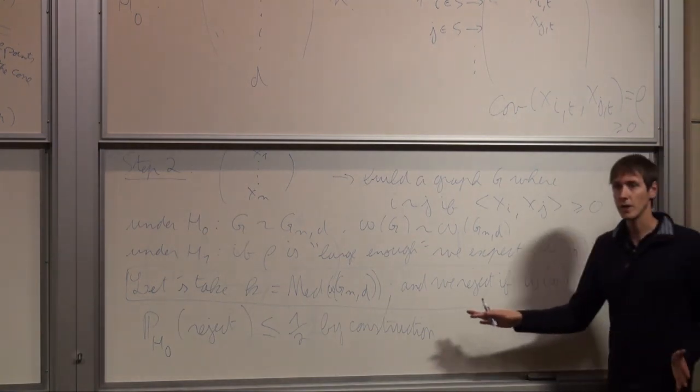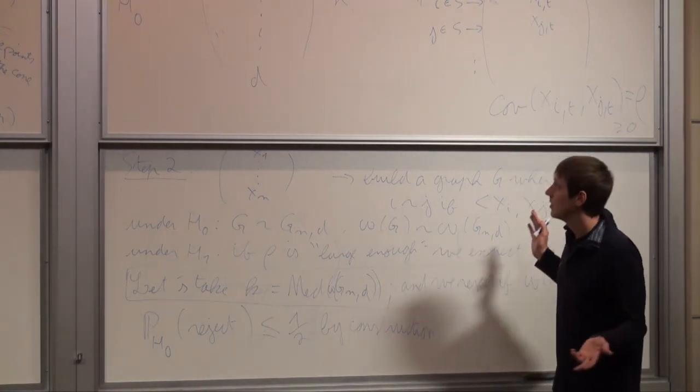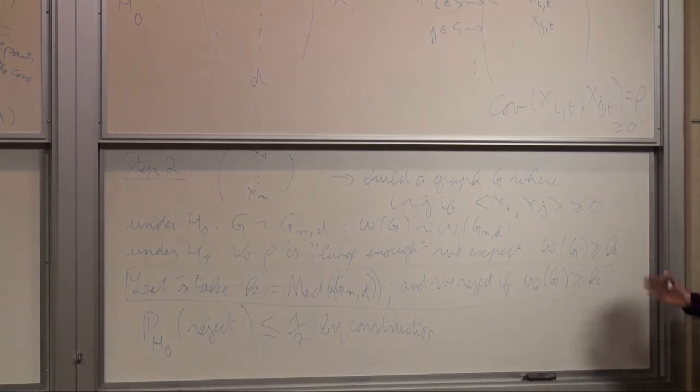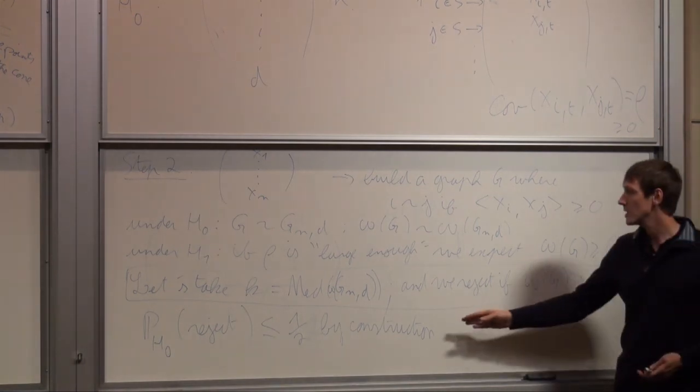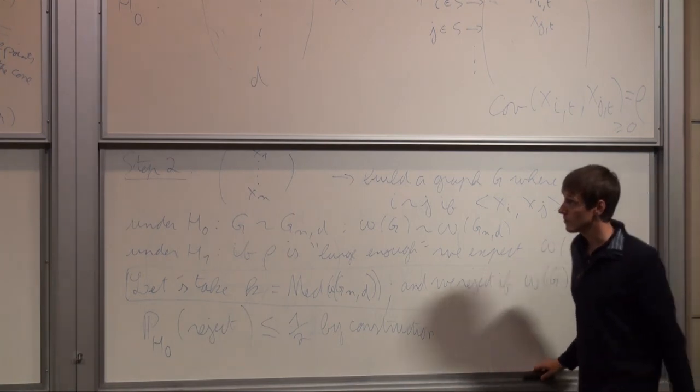This means that we did nothing under the null. I could just flip a coin: with probability 1/2, I say H0, with probability 1/2, I say H1. It wouldn't do any better. So now I need to show that I have something non-trivial under the alternative.